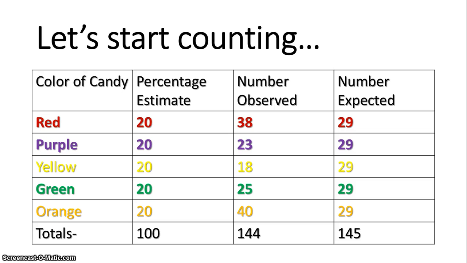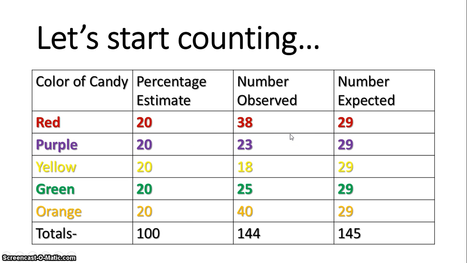So I'm at home and I actually did this. I sorted them all out, and just like the data table that you have in your lab paper, I have my percentage estimate. I have 5 different colors, so it has to add up to 100% down here. So 5 into 100 equally is 20. That's where I came up with my 20%. If they are distributed evenly, 20% of all of my Skittles should be red, 20% purple, 20% yellow, 20% green, and 20% orange.